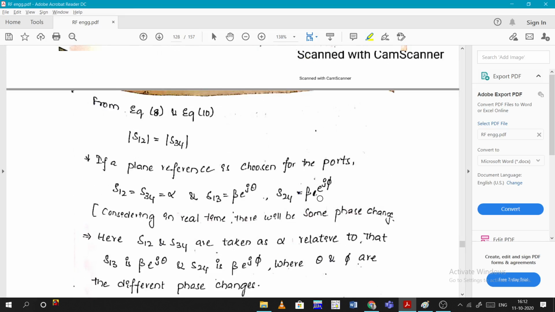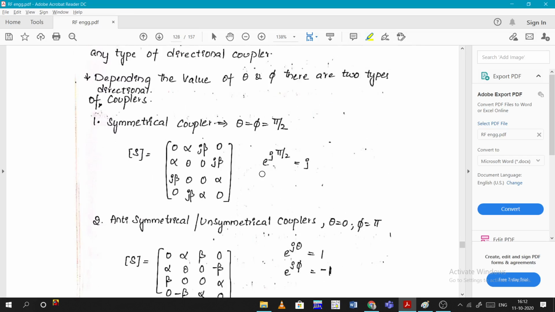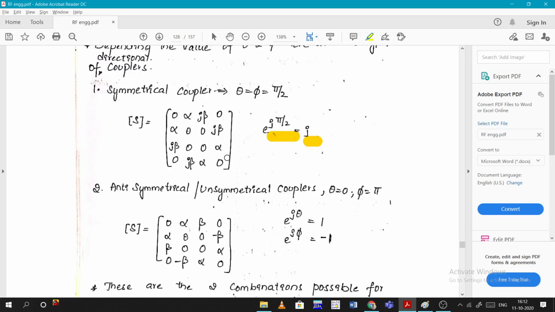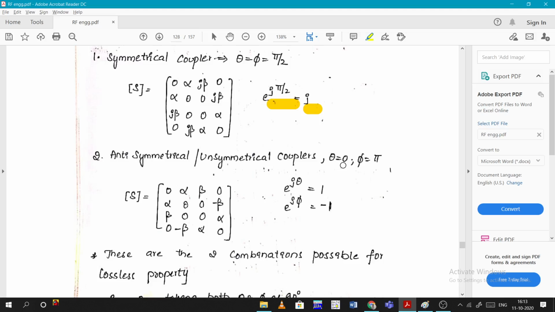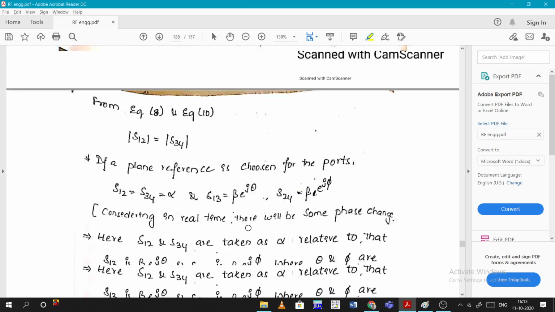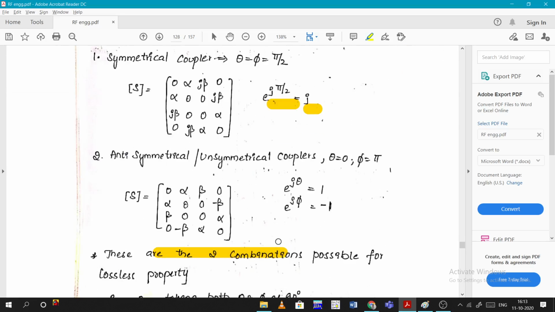Also, it is the same here, because when you substitute e power j pi by 2, that value will be j, so j beta will come. In the same manner, if I substitute theta equal to 0 and phi equal to pi, then e power j theta with theta equal to 0 becomes e power 0, that means 1 only. When you substitute e power j pi, meaning 180 degrees, we get minus 1. So substitute these values in the general form here, and we will get the matrix.